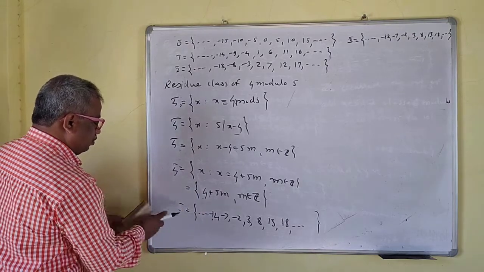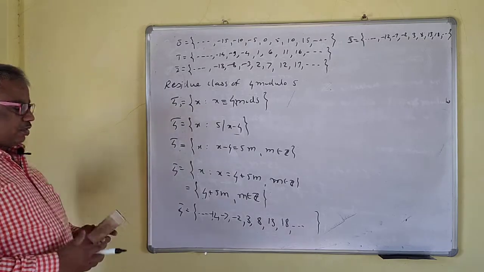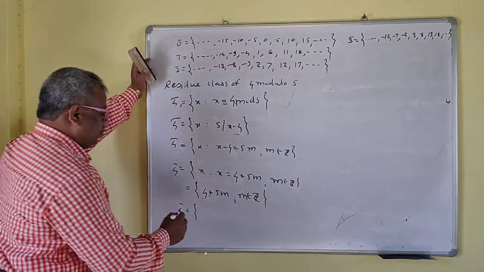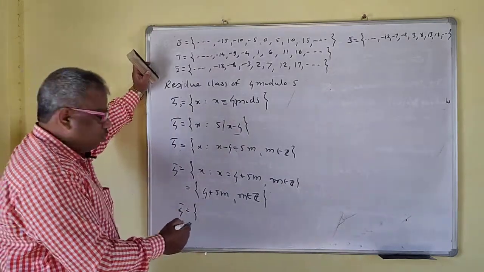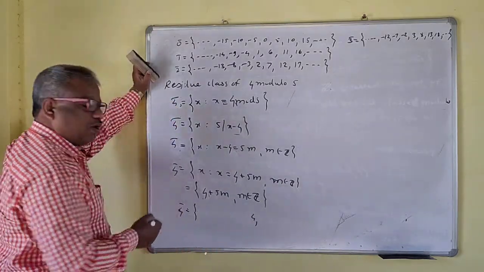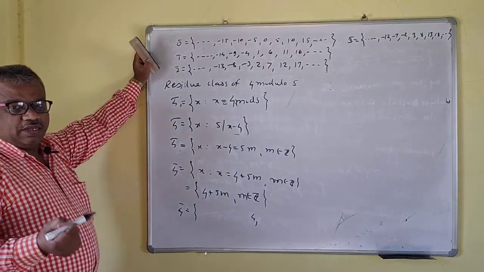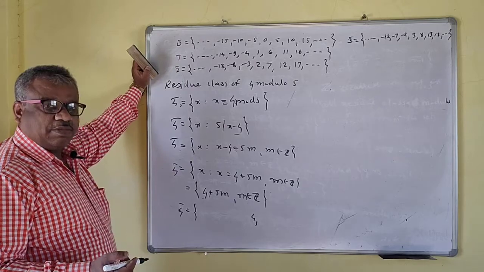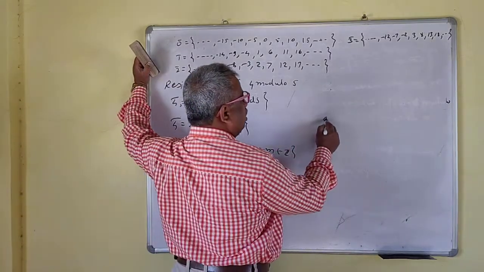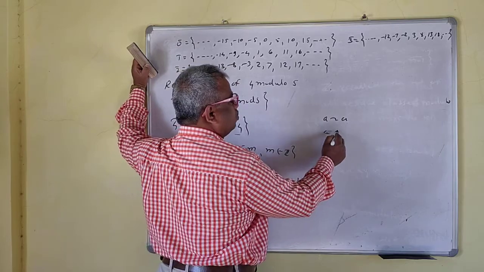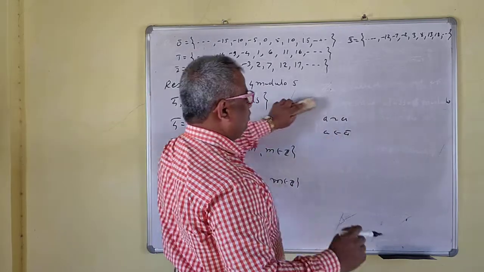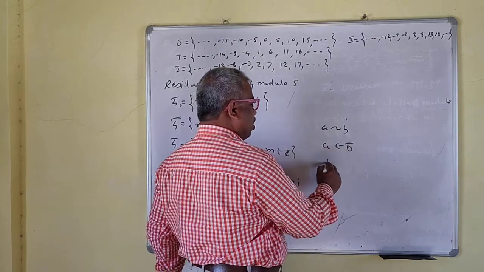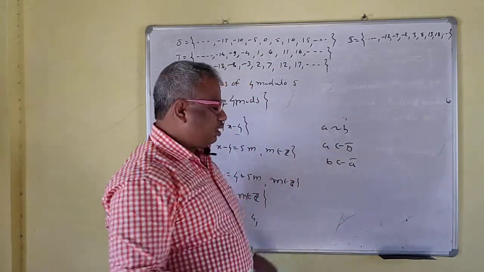Now we'll write the 4 bar. So first we'll take the value of m as 0. Then this will be 4. See, 4 belongs to 4 bar, a belongs to a bar, because it is reflexive. Every element is related to itself. That means a is related to a, that means a belongs to a bar. Right? Because a related to b means a belongs to b bar or b belongs to a bar.